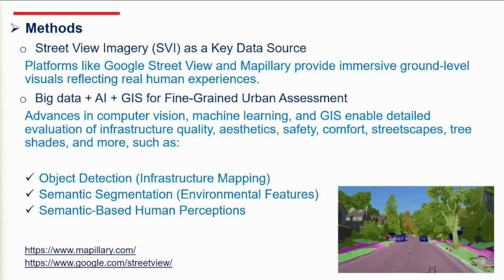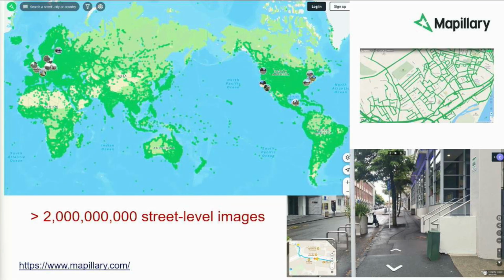Okay, so using this open source street imagery and GeoAI, we conducted a few research projects, and the first one I want to show you is the imagery from the Mapillary platform. I took this screenshot from the Mapillary platform, which I put New Zealand in the middle.